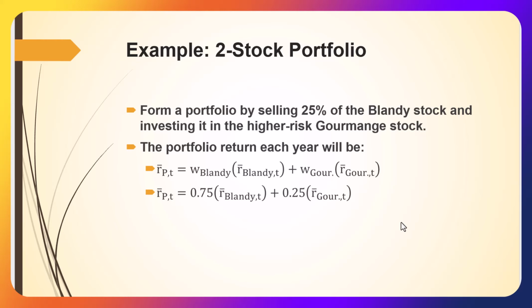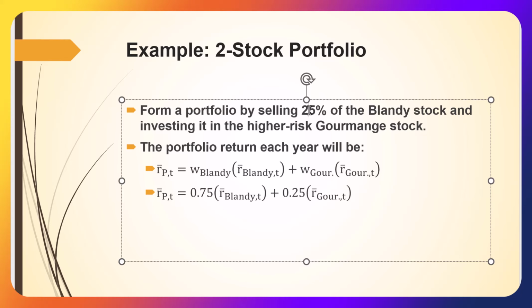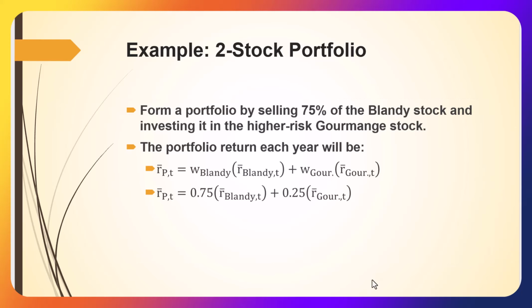So for example, for a 2-stock portfolio, if we put 75% of our investment in Blandy and 25% in Gourmand, and notice that these are backwards, we see that the average return is 75%, the money invested in Blandy, times the return on Blandy. Add that to 25% invested in Gourmand and multiplied by its return.